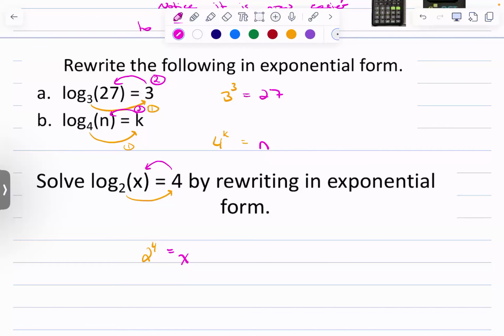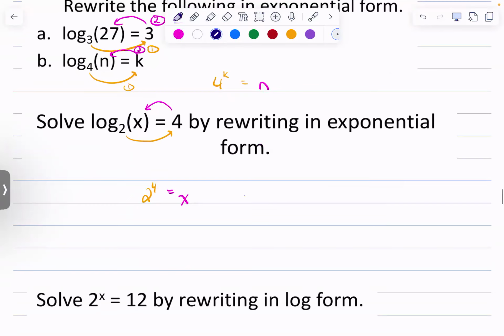So it looks hard when you see it as log base 2 of x is equal to 4. But if you rewrite it in exponential form, then you have the solution, right? X is 2 to the 4, right? And so therefore, x is 2 to the 4, it's been a while, 16. Nice.